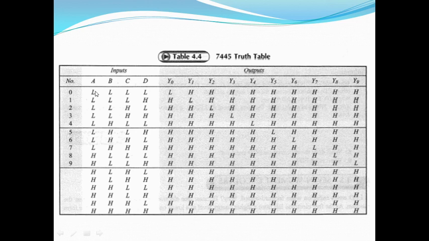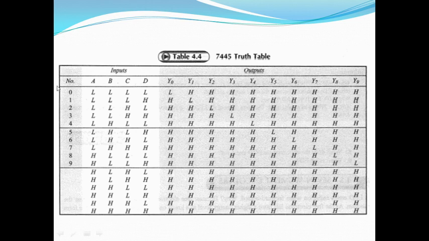You see that whenever ABCD is going to be L, L, L, L, where L means low and H means high, only Y0 output is going to be in the low state because only that output is going to be active. All other outputs are inactive, so all other outputs are in a high state.